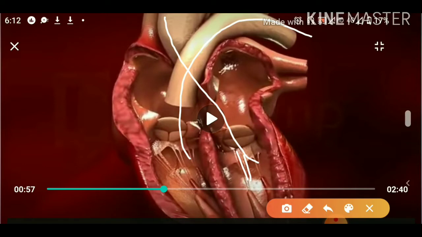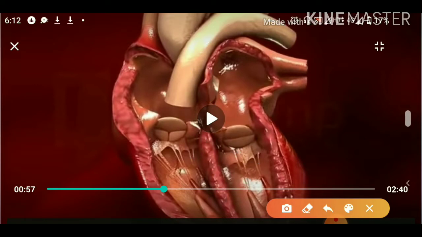You can notice the septum between the right ventricle and left ventricle is quite thick, while the septum between the right auricle and left auricle is comparatively thin. This one is comparatively thin. You can notice that the wall of ventricle is thick, so it can provide more surface area, while the chambers of auricle are comparatively thin.